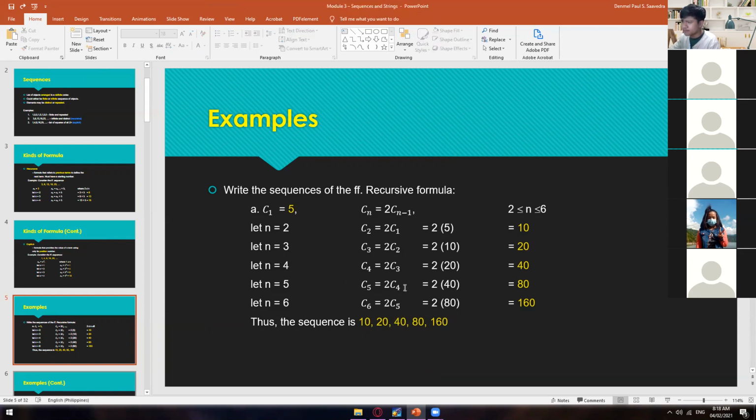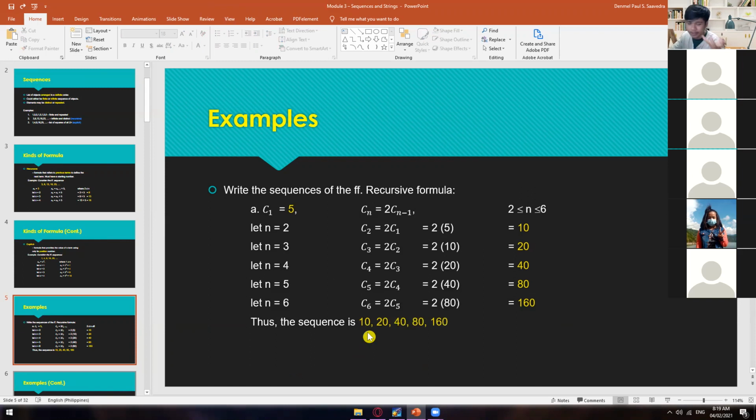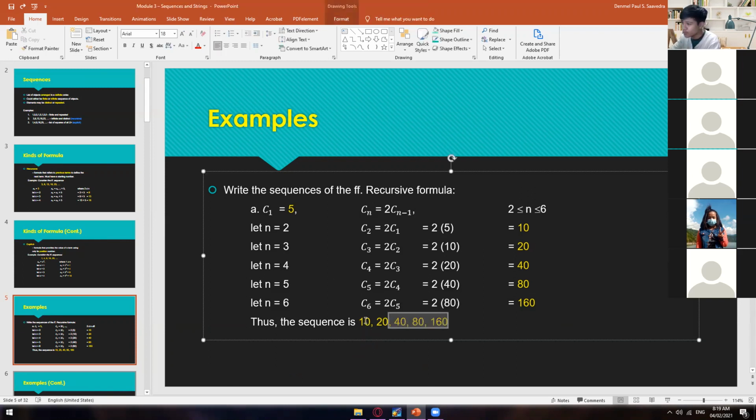So were you guys able to get this one? Yes, sir. Okay. So there are two questions when it comes to recursive. Either it is asking you for the first 5 terms, which is like this one, or it is the other way around, wherein the terms are already given and then you have to identify the formula. Those are the only questions when it comes to recursive.